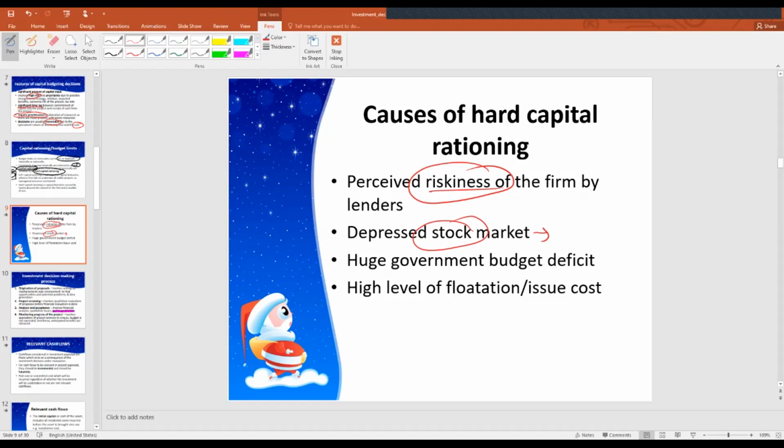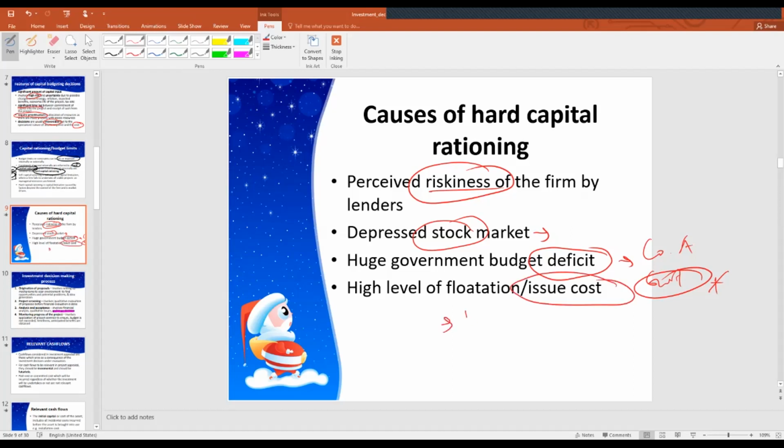Another case could be where the government is over-borrowing internally. If you go to the bank, you as company A, Safaricom, and here you have the government, who does the bank give money to first? They give the government, definitely. Which means the government competes with companies for internal finances. So excessive internal borrowing by the government might not be the best case for companies. Then definitely you could also have high issue costs.